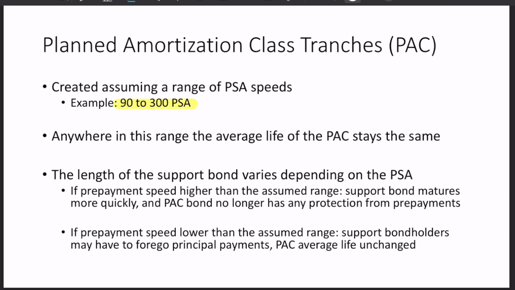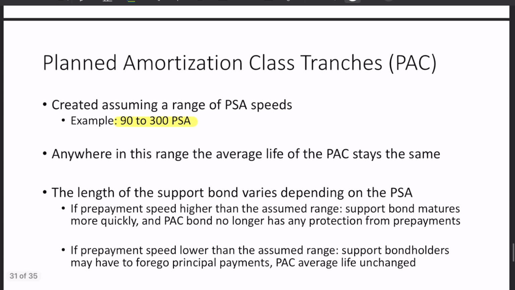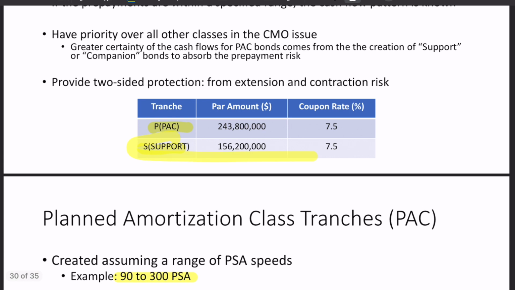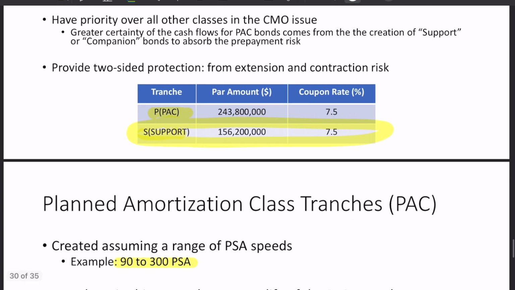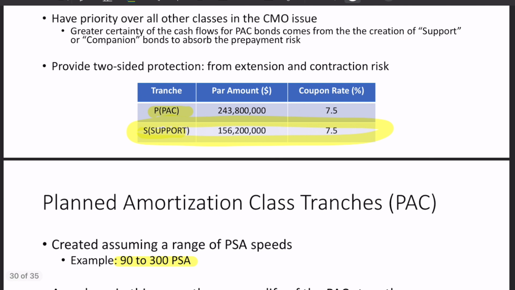Anywhere in that range, the average life of the PAC is going to stay the same. How they can do that is, let's say homeowners ended up prepaying with a 250 PSA. All of that extra prepayment is going to be going towards the support bond. So this support tranche's job is essentially to collect the extra prepayments that are happening, or to forego cash flows if there aren't enough prepayments.